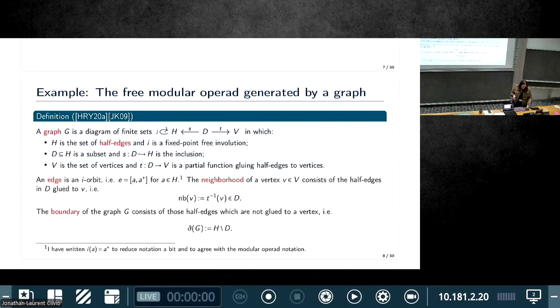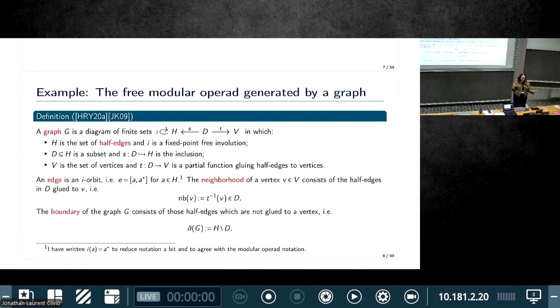Okay, so I'm going to spend a while talking about this. The main part of this series is actually an explicit example. So if you've not seen modular operads, you will, you make good life choices, and you will see one very explicit example over a couple of talks. But one thing that we'll need to think about is how do you generate a modular operad from a graph? So I need to tell you what I mean by graph.